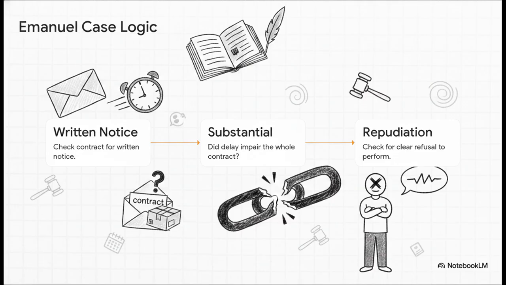In that case, a study guide publisher was a month late delivering a supplement because of a medical emergency. The buyer tried to just cancel the whole multi-year contract. But the court said, hold on, not so fast. First, check the contract. Did the buyer give proper written notice of the breach? Second, did the delay substantially impair the entire contract? And third, did the breaching party clearly repudiate? Like, did they flat out refuse to perform? In the Emmanuel case, the buyer didn't give proper notice, and the delay didn't ruin the whole deal, so no cancellation.